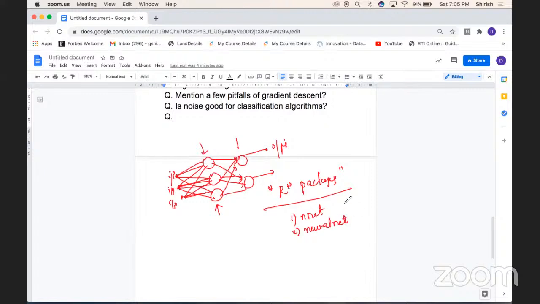Then you have deepnet, right? You have something called MXNet, right? You have a package called autoencoder, right? So these are a few packages which will help us. They are available for more specific tasks. You have many others, but I just mentioned a few packages which are related to deep learning.